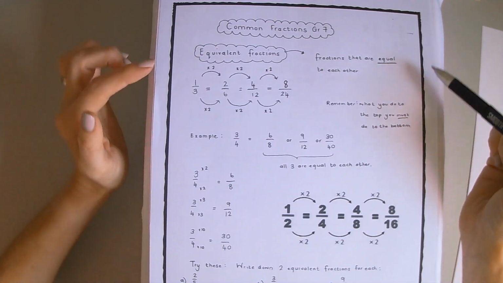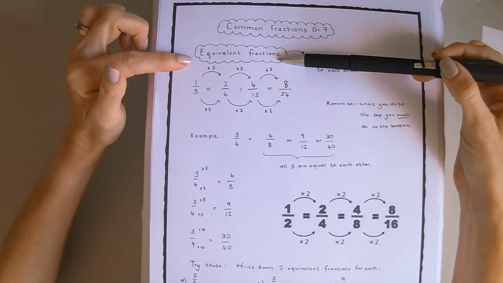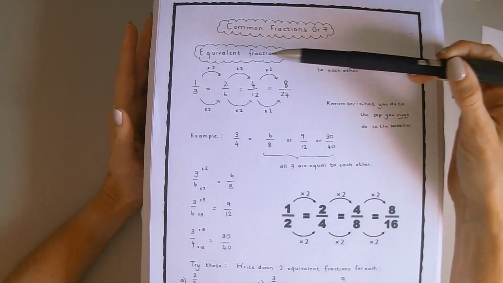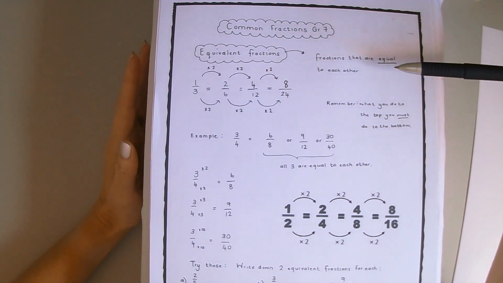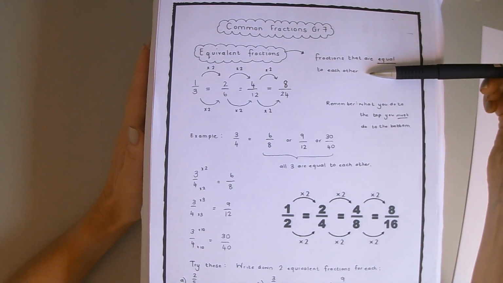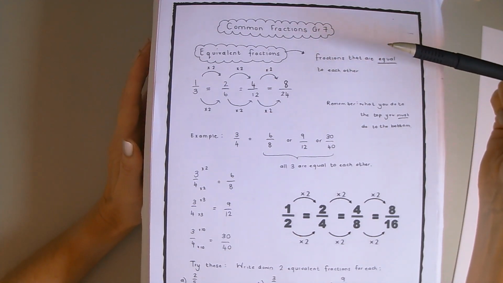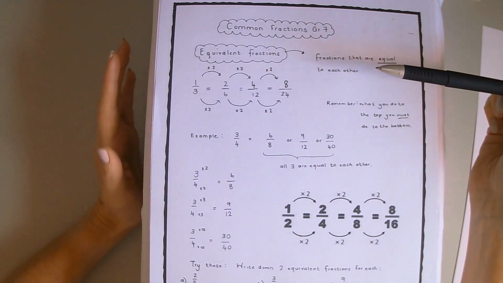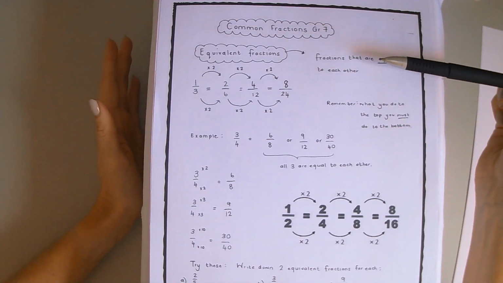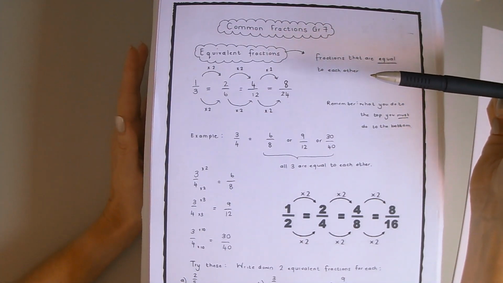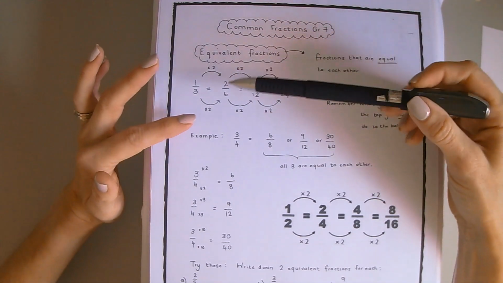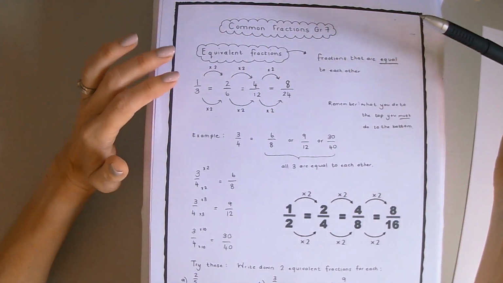Okay, so let's get started. First of all, an equivalent fraction is a fraction, or equivalent fractions are fractions that are equal to each other. Okay, and they have the same value. So it doesn't matter what happens, all I need to know is that my two fractions have to be equal to one another.